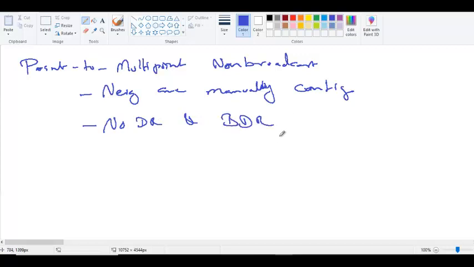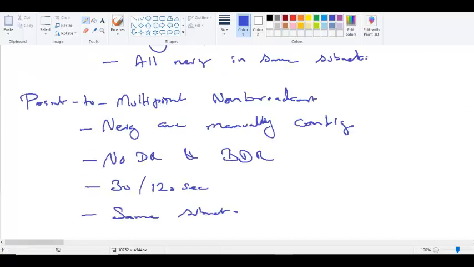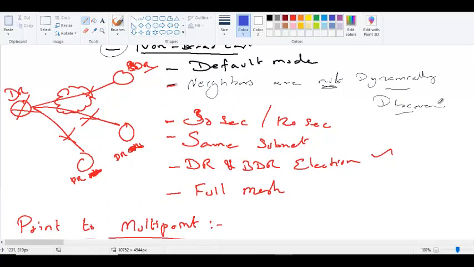You understood? Now the fourth one is same like broadcast and point-to-point, but in NBMA only it will be useful. NBMA means non-broadcast multi-access. The first one is default. But if you wish to have manually configured neighbors, that's why no DR and BDR. Then it will behave like a broadcast. In a broadcast, neighbors are dynamically discovered, in a normal Ethernet.